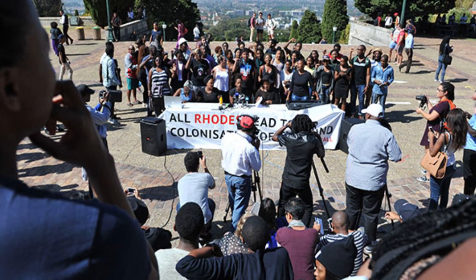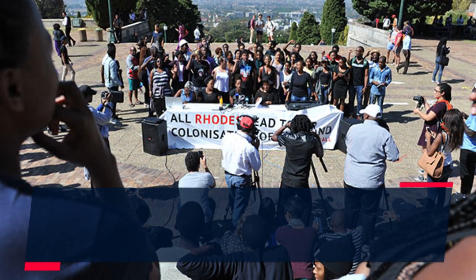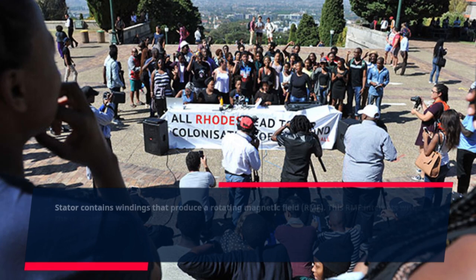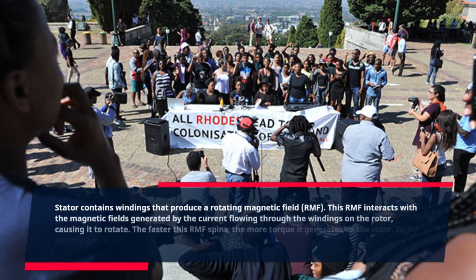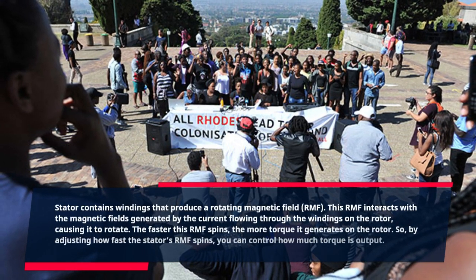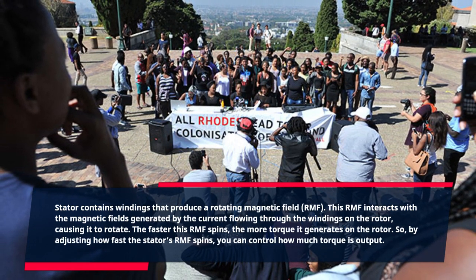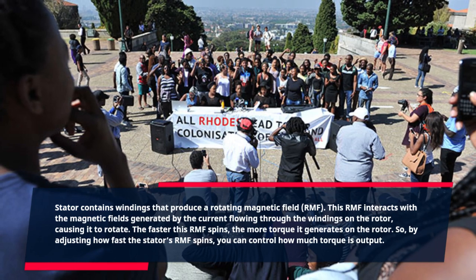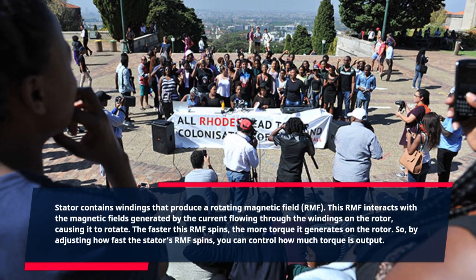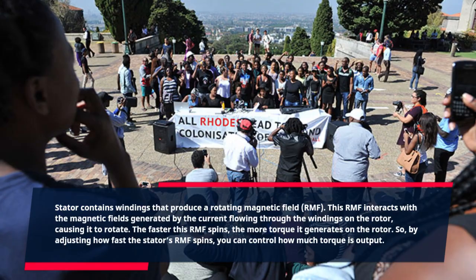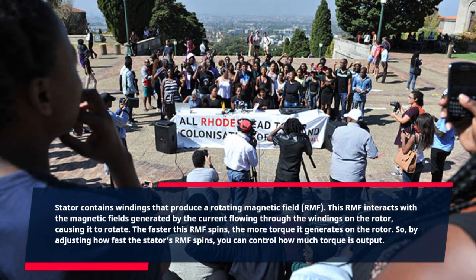Stator contains windings that produce a rotating magnetic field, RMF. This RMF interacts with the magnetic fields generated by the current flowing through the windings on the rotor, causing it to rotate. The faster this RMF spins, the more torque it generates on the rotor. So, by adjusting how fast the stator's RMF spins, you can control how much torque is output.